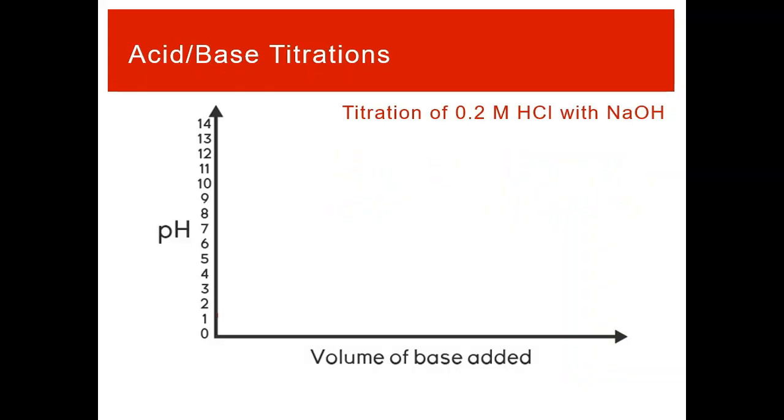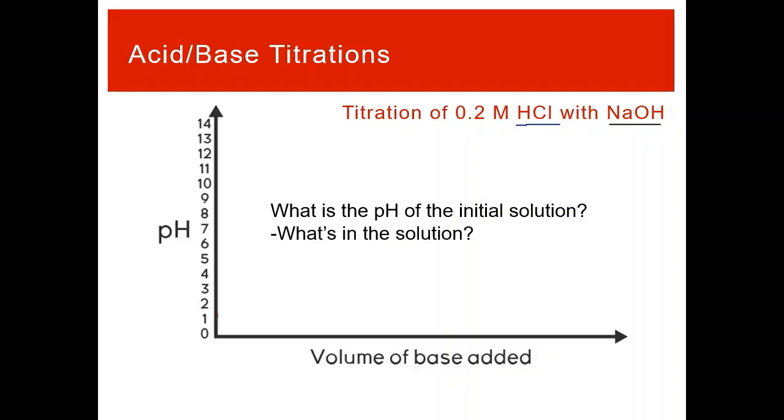So let's do the titration of 0.2 molar HCl with NaOH. The HCl is going to be in our flask, and I am adding the NaOH from the burette drop by drop into my HCl solution in the flask. So what's going to be the pH that I start with? Well, initially, what's in the solution? I'm looking at the solution in the flask, so that's going to be HCl.